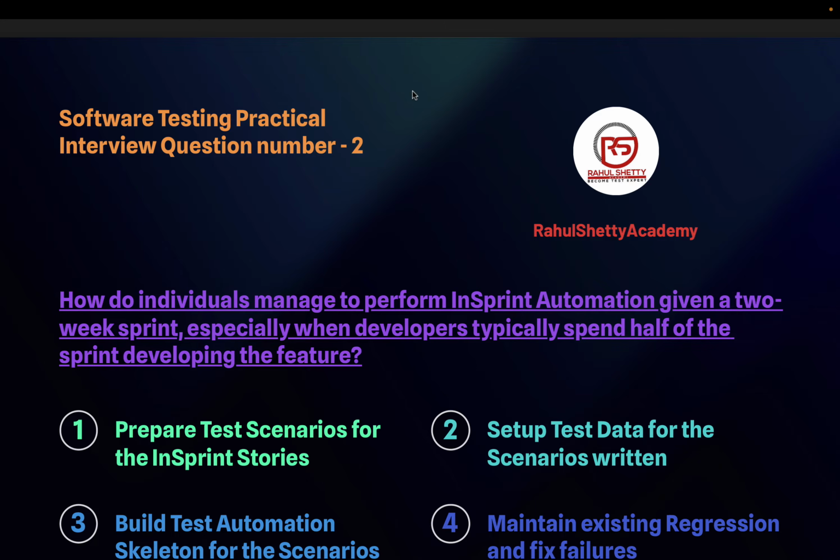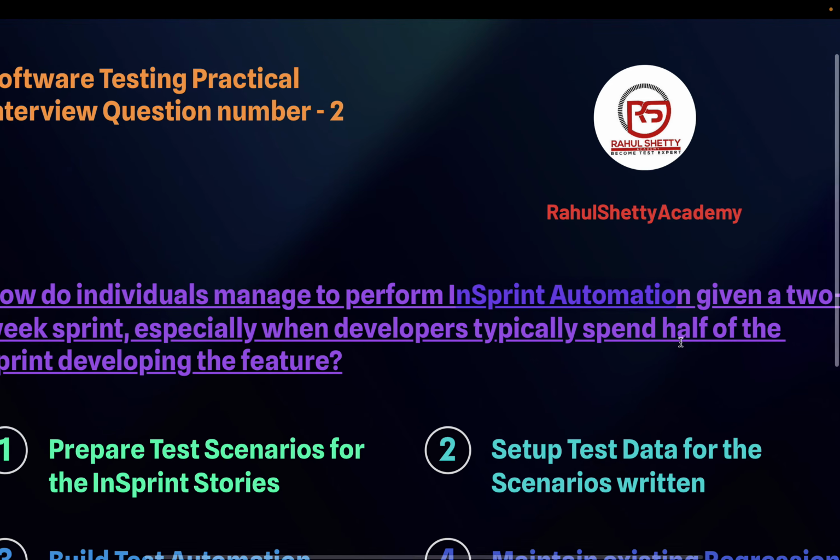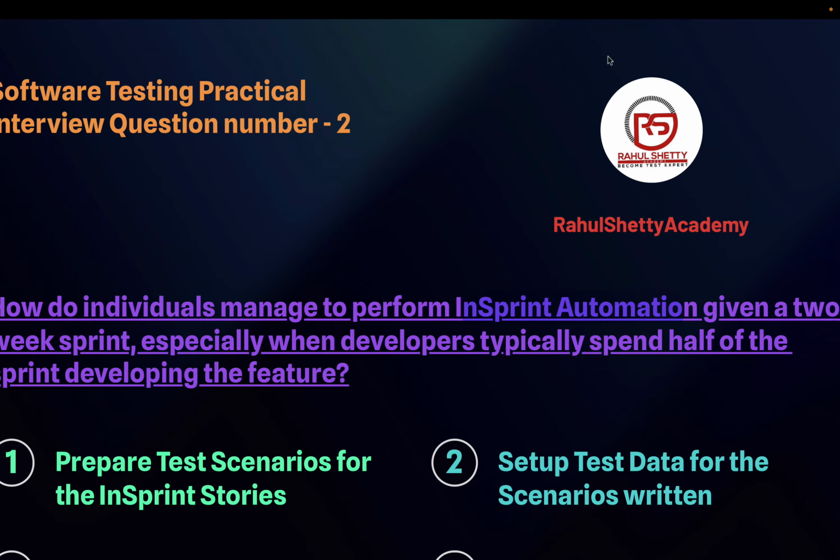The question she faced in the ADP interview is: how do individuals manage to perform in-sprint automation, given a 2 week sprint, especially when developers typically spend half of the time in development? This is a common scenario in almost most of the projects I have seen.